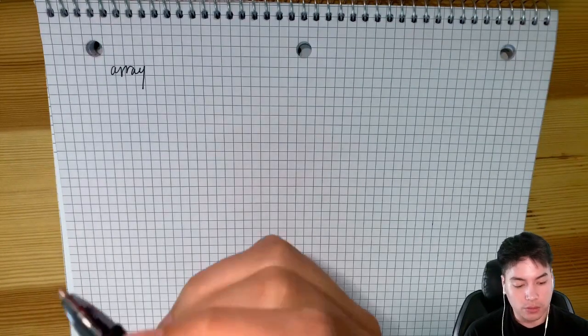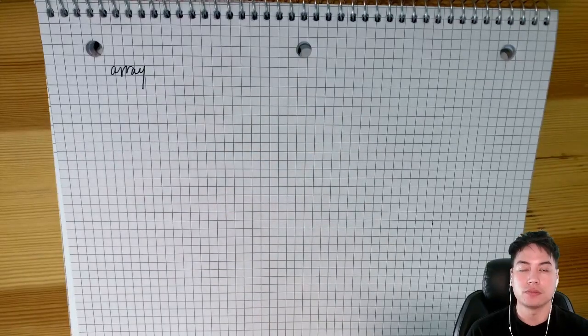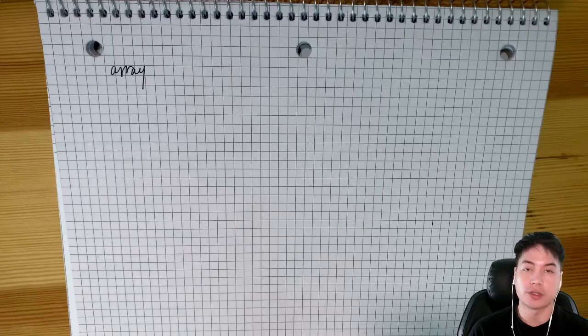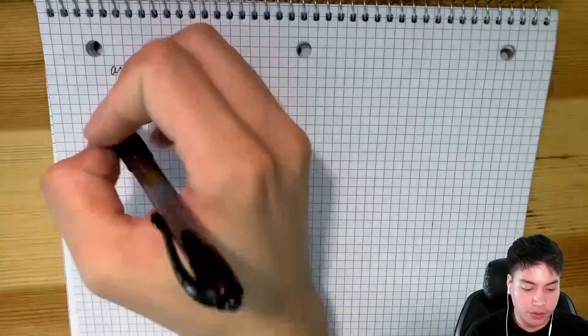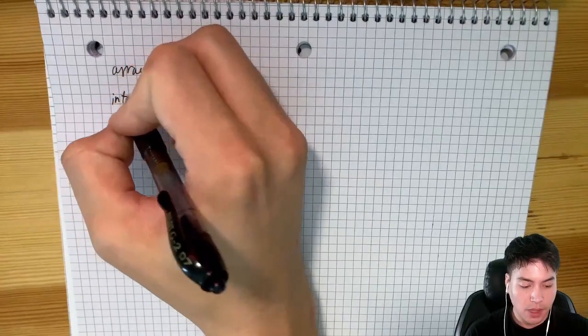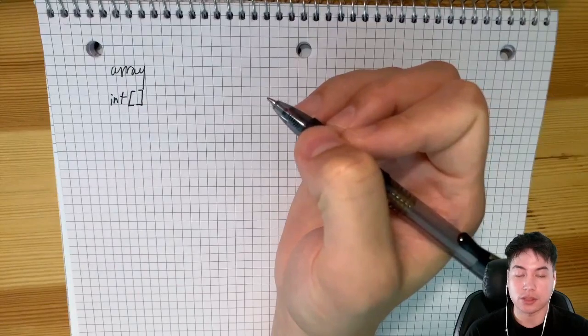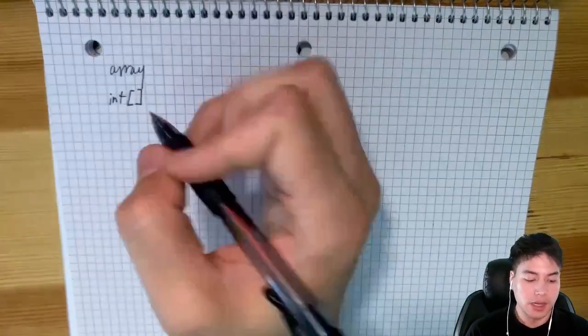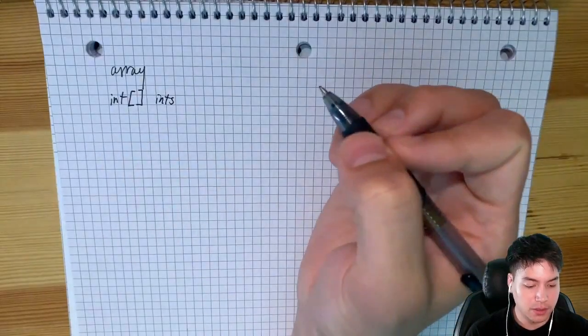So when I make an array, I need to tell Processing what kind of data, what kind of variable am I making a list of. So if I wanted to have a list of integers, I would say int, and then I'm going to use square brackets, right? That's how Processing knows I'm making an array. And then I would give it a name. Maybe I'll call it ints. That's my list of integers, right?